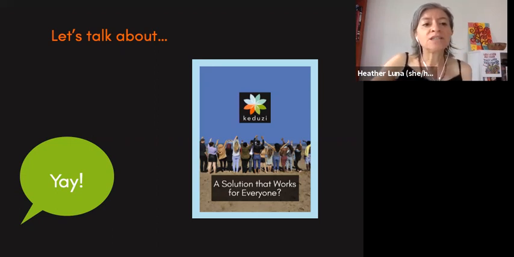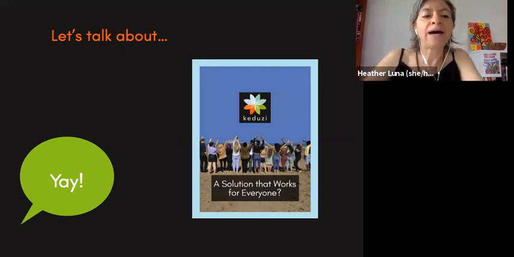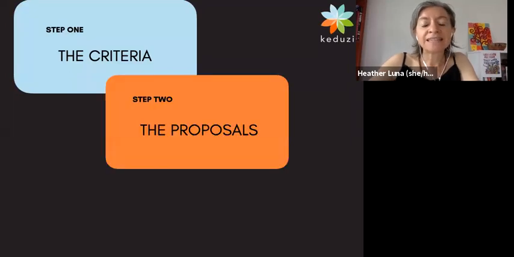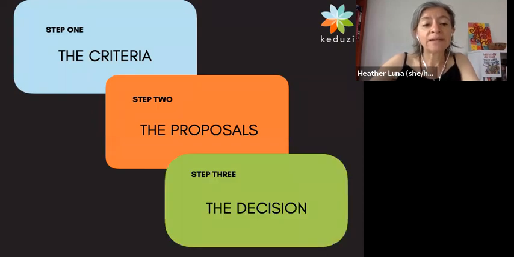So we're going to do this in parts. And so this will be a playlist of videos. And in this one, we're going to talk about the criteria. So this first step is getting the criteria. The second step is looking for proposals. And the third step is making the decision. So in this video, we're just going to look at the criteria.